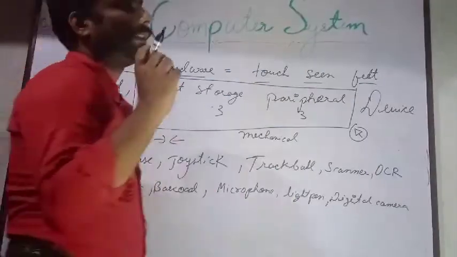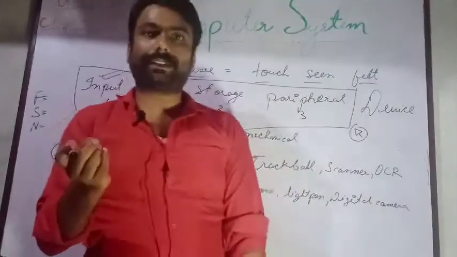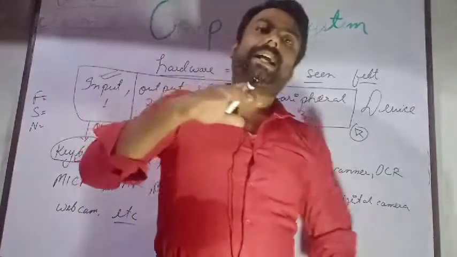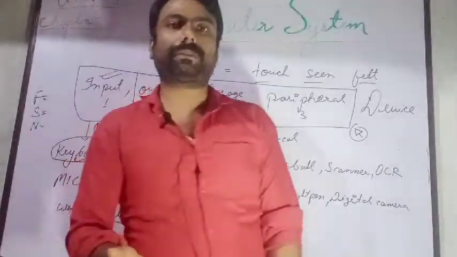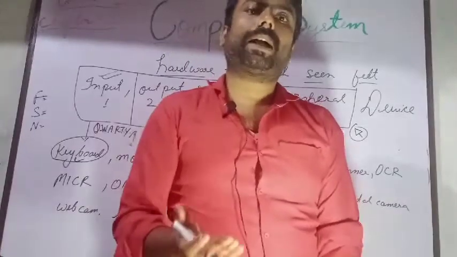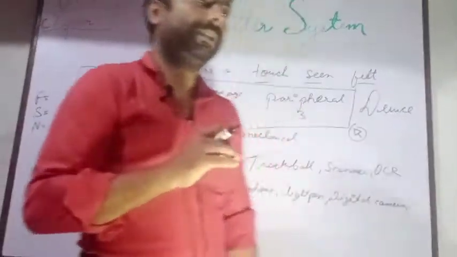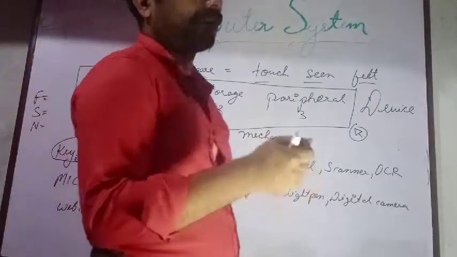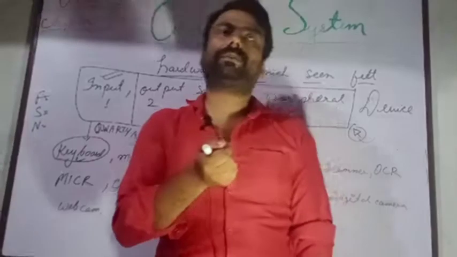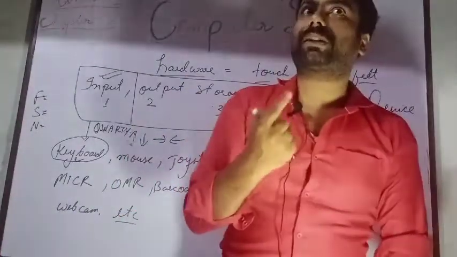Optical mouse: light used to be emitted from the internal parts of the mouse under it, and it would strike the table surface and bounce back, and recognize the movement of the mouse. It means when I give the focus of my torch on any object, it bounces back and then you can recognize what is there.